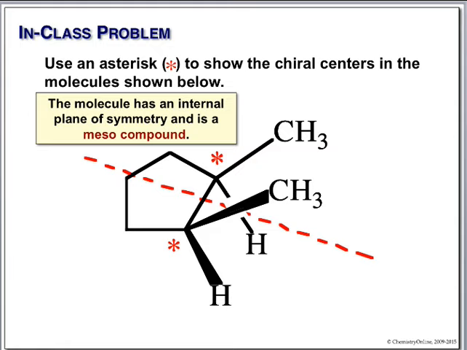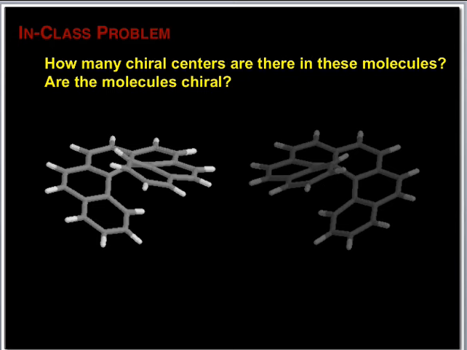Finally, look at these two and tell me how many chiral centers we have. These are all benzene rings. They're all sp squared carbons. Can't have any. No chiral carbons. This, however, these two are enantiomers. They're mirror images.